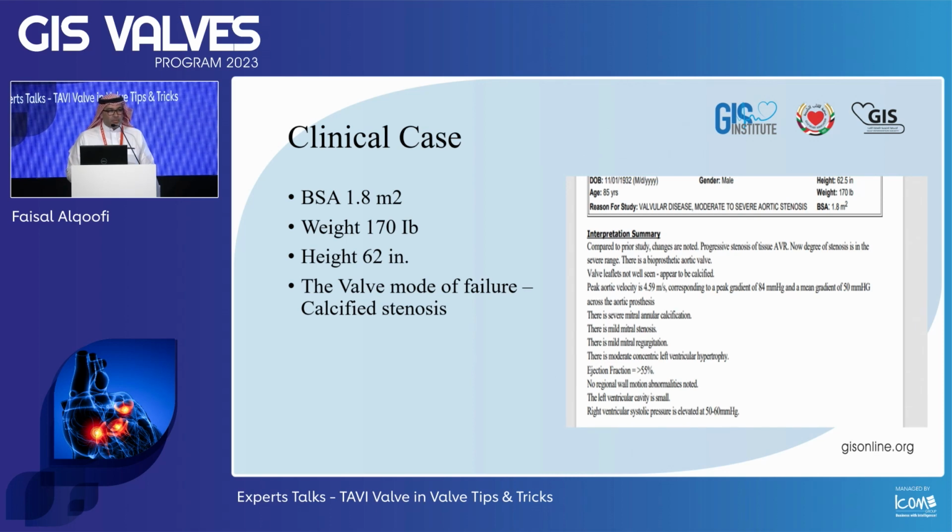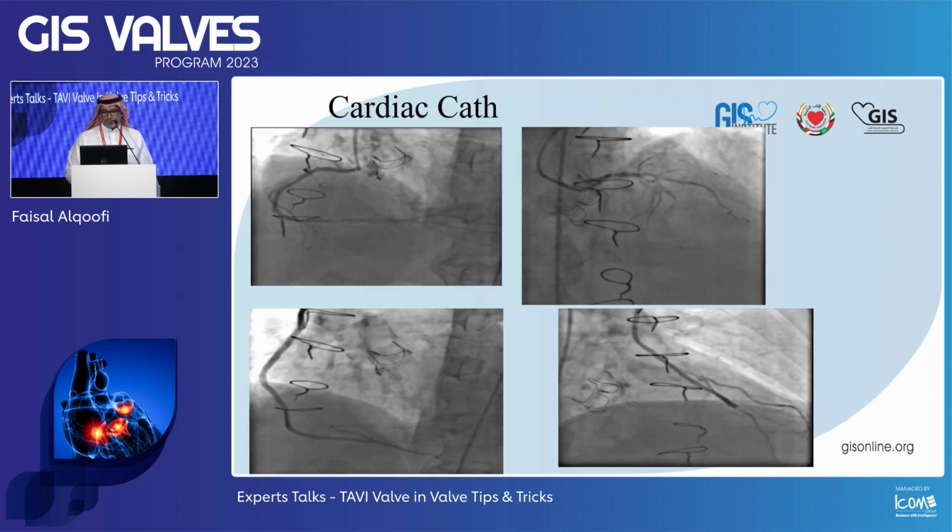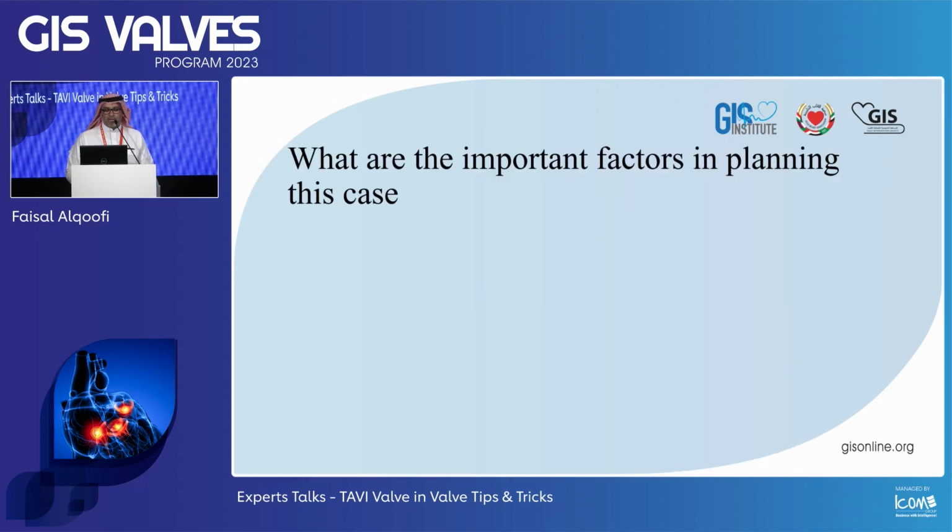The valve mode of failure is stenosis. His echo showed a peak velocity of 4.6 and peak gradient 84, mean is 50. Normal left ventricular systolic function. He does have LVH, and there is no other major associated valve abnormality. His cath showed patent grafts. There's a nice antegrade flow in the coronaries and in the grafts.